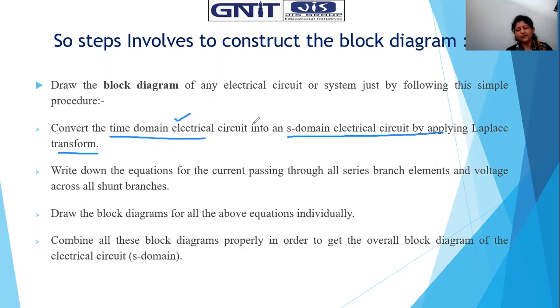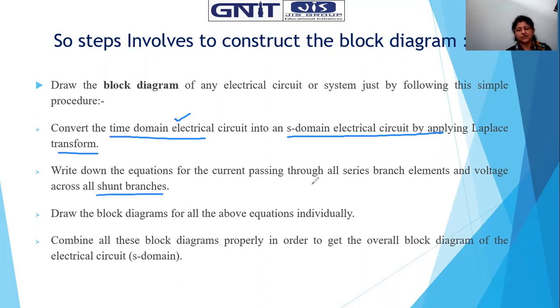So only if there is a change for the capacitor or inductor, resistance will not change, because a pure resistance has no effect with respect to the change of frequency. So only the capacitors and the inductors involve the changing. Write down the equations for the current passing through all series branches, elements, and voltage across all the shunt branches.